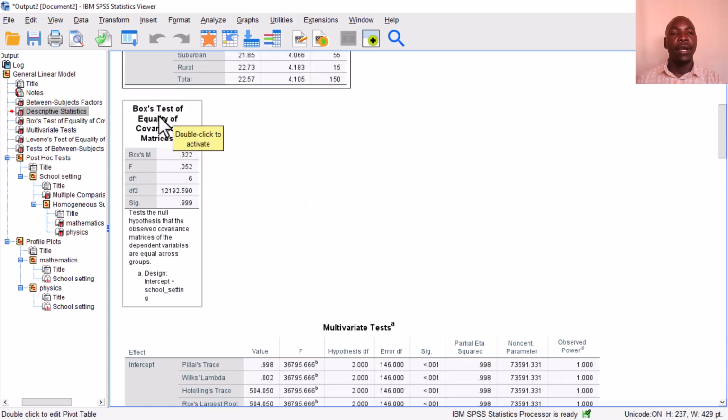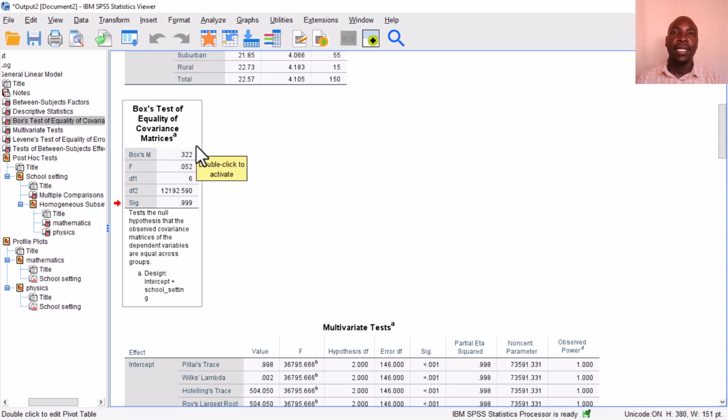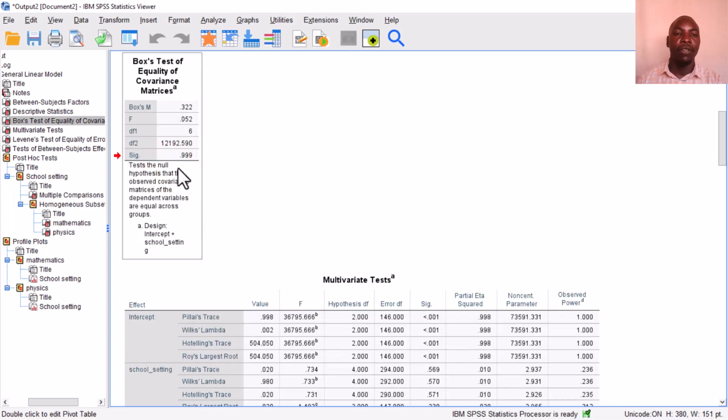Here is the Box's test for equality of covariances. One important assumption that you have to look at in MANOVA is the assumption of equality of covariances. And this one here in SPSS for MANOVA is run by the Box's test of equality of covariance matrices, which tests the null hypothesis that observed covariance matrices of the dependent variables are equal across groups. We want variances to be equal across groups. So we are interested in a p-value that is above 0.05. Based on this, the p-value is 0.999, so it is non-significant, meaning the covariances are equal across the groups. Therefore, the assumption has been passed.